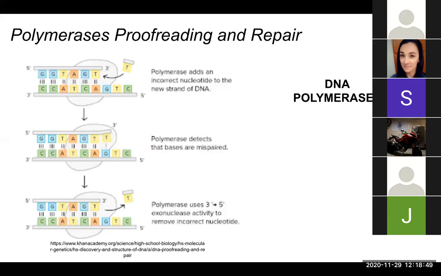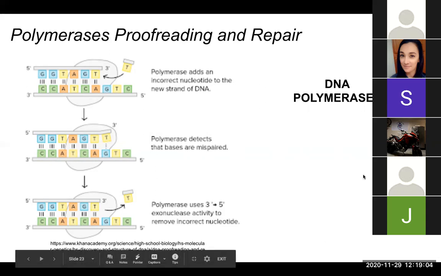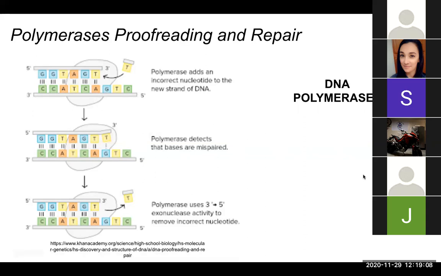So proofreading and repair. I actually found this little diagram here on Khan Academy. There's a really good overview of proofreading and repair. So this is just a basic explanation of it. When polymerase is going down the line and adds an incorrect nucleotide on the new strand of DNA, it detects that it put in the wrong nucleotide. So it's going to use the 3' to 5' exonuclease activity to remove the incorrect nucleotide and place in a new one.